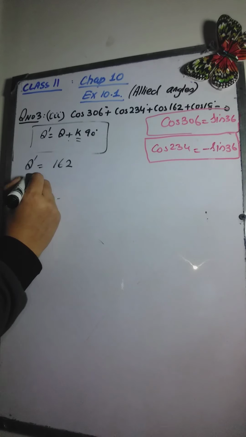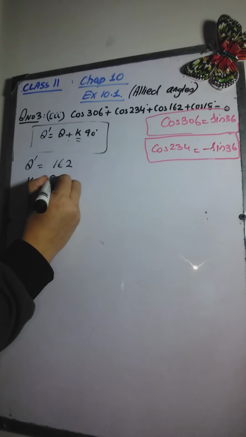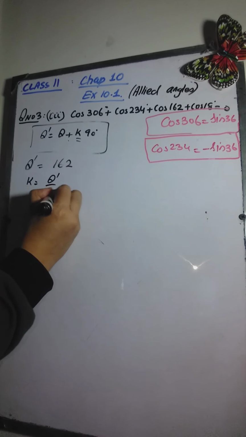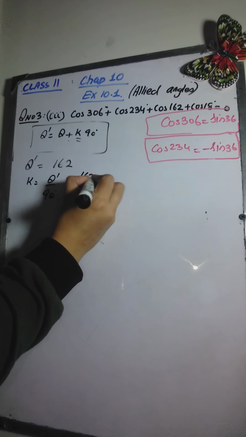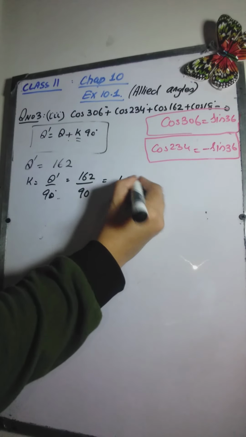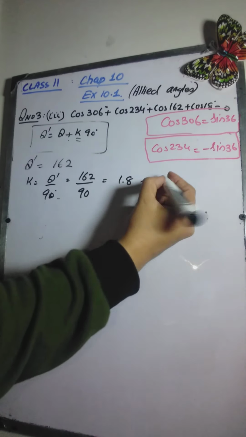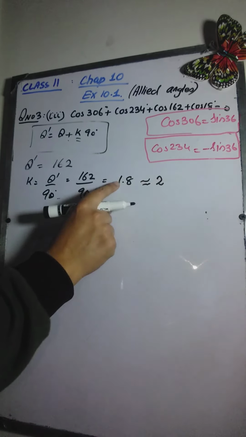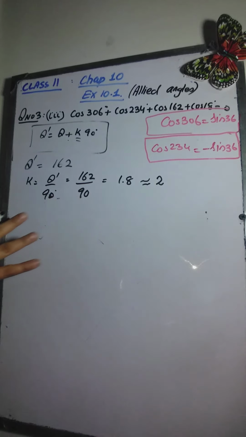Again, to find k, we are going to divide theta dash by 90. That is, theta dash is 162. Dividing it by 90, what will be the answer? 162 divided by 90 is going to be 1.8, which is approximately equal to, you may take it as, 1 or 2. These are the two values we are going to try.